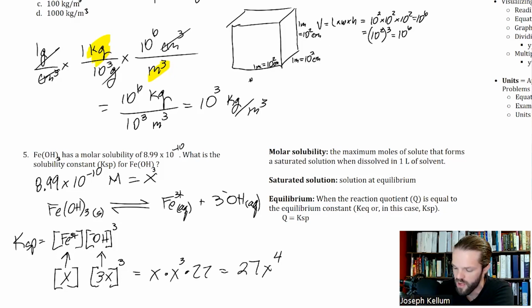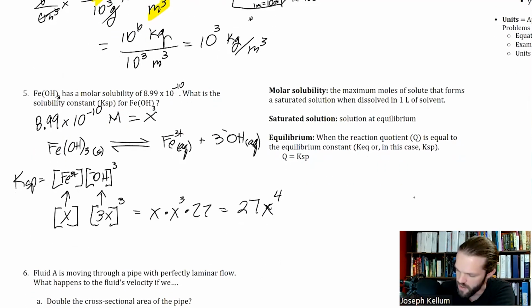And so what we end up with is, that's terrible handwriting, but what we end up with is 27x to the power of 4. Now, the whole point of doing this in our math on the MCAT discussion is to talk about how to handle this situation, because now when we sub our 8.99 times 10 to the negative 10 in for X, that is kind of nightmarish, right? We need to raise it to the power of 4. That's going to suck some, right?